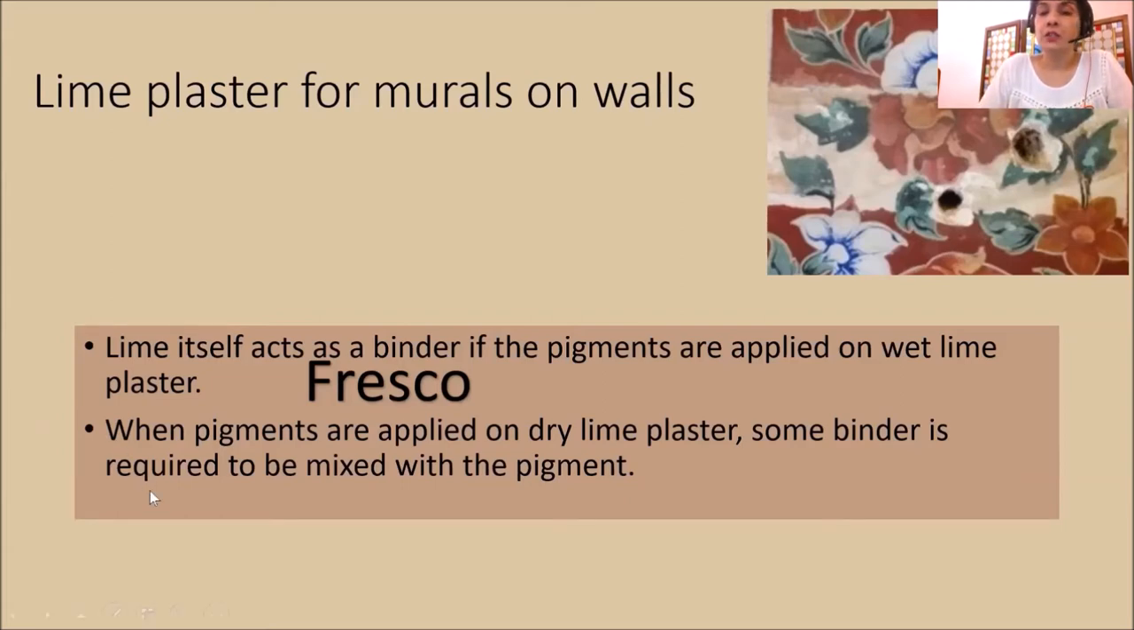When pigments are applied on dry lime plaster, some binder is required to mix with the pigment, because otherwise the pigment won't bind with the plaster. The plaster is already dry. It won't stick on the wall. So some kind of binder, like some animal glue or vegetable glue is required, or maybe egg yolk or egg white in certain cases. And in certain paintings, the whole egg has been used as a binder. Such paintings, where binder is being added to the pigment for painting, the technique is called tempera.